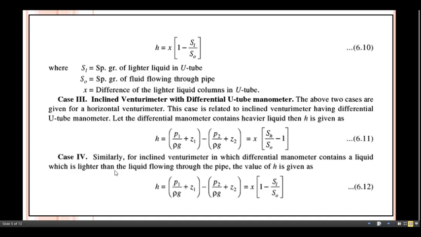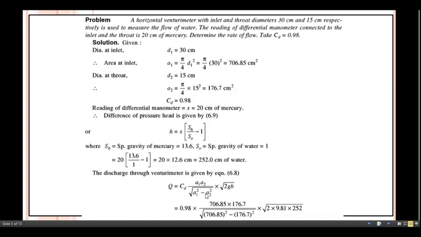Now a similar case with the Venturimeter, in which the differential manometer contains a liquid which is lighter than the liquid flowing through the pipe. The value of H is given in this way. Instead of SH by S naught minus 1, here 1 minus SL divided by S naught will come. The other terms will remain as they are.